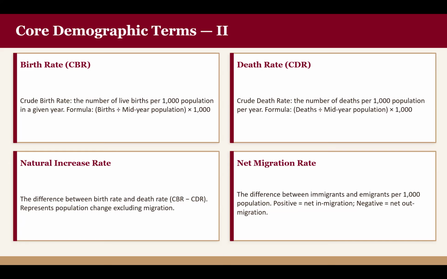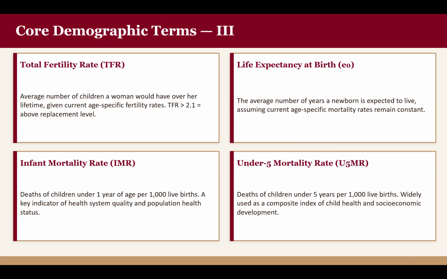Then we have net migration rate, the difference between immigrants and emigrants per thousand population. Positive means net in-migration, negative means net out-migration. Then we have total fertility rate, the average number of children a woman would have over her lifetime given current age-specific fertility rates. If the total fertility rate is more than 2.1, it is above replacement level. But if it is 2.1 or less, then it is below replacement level, meaning that the older generation is not being replaced by the newborns, the babies being produced.